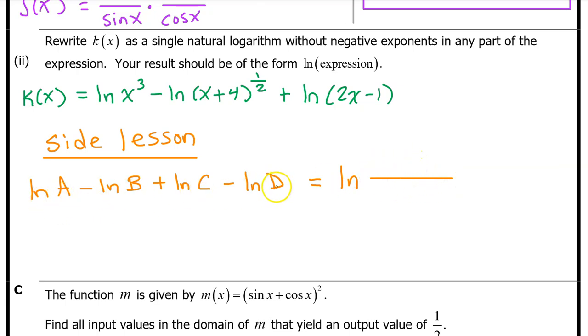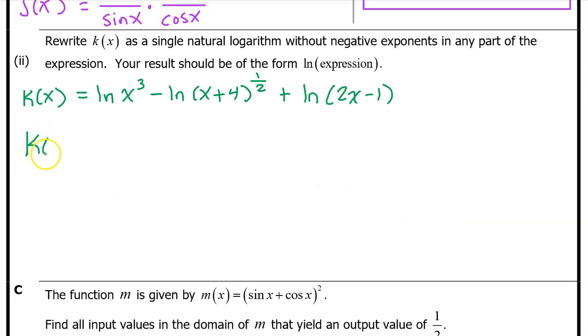Each one of these terms will result in a factor in this fraction. Any term that is positive will give me a factor in the numerator, and any term that is negative will result in a factor in the denominator. So because natural log a is a positive term, I will have an a in the numerator. Because the next term is negative, the b goes in the denominator. Next I have a positive term, so the c goes in the numerator. And finally we have a negative term, so the d goes in the denominator.